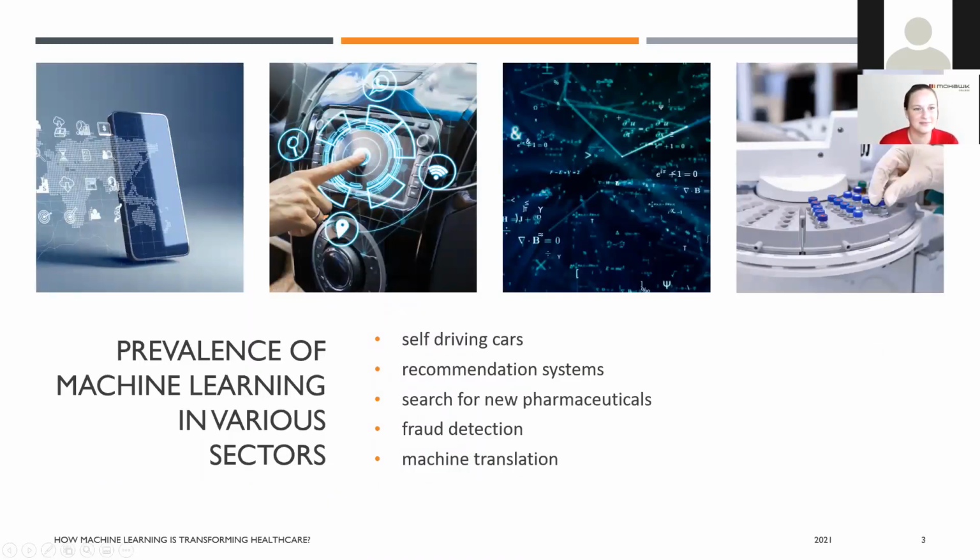As mentioned, machine learning is the most active area in artificial intelligence. It is due to the explosion of big data, huge advances in machine learning frameworks and algorithms, and great progress in the computational power of the hardware. Machine learning is prevalent in almost all sectors and industries: self-driving cars, recommendation systems, search for new pharmaceuticals, and fraud detections are all applications of machine learning.